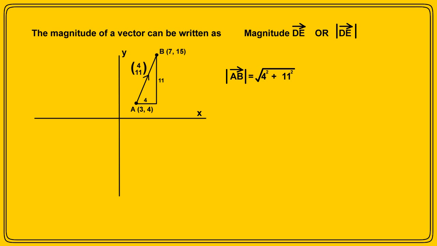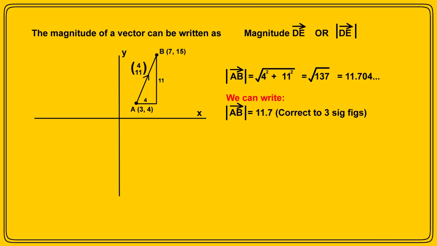is the square root of 4 squared plus 11 squared, i.e. the square root of 137, which is roughly 11.7046999, etc. or 11.7 correct to 3 significant figures. So we can write this as AB, that's with a line either side, equals 11.7 correct to 3 significant figures, or we could write the magnitude of AB, vector AB, is 11.7 correct to 3 significant figures. These two ways are equivalent.